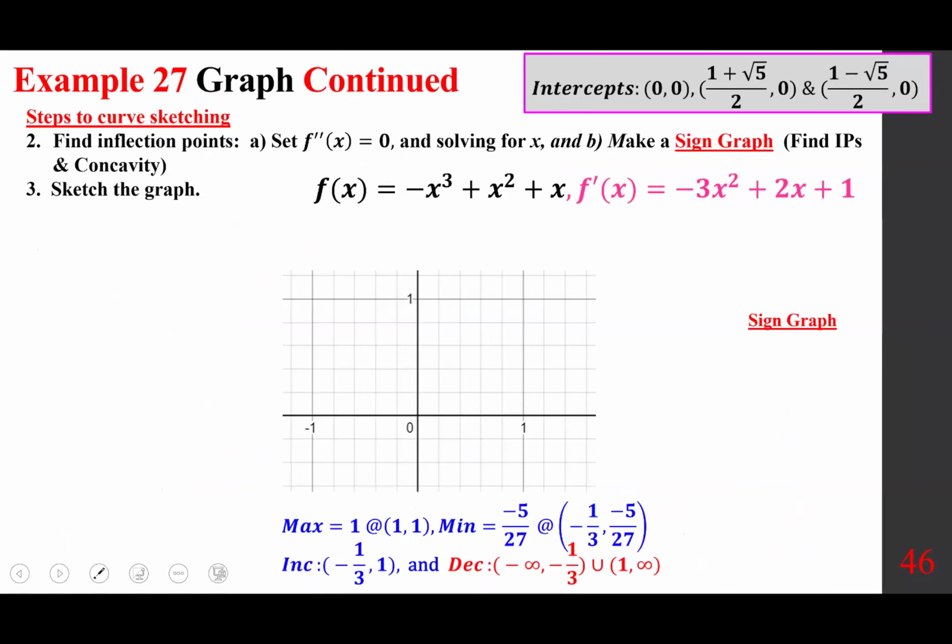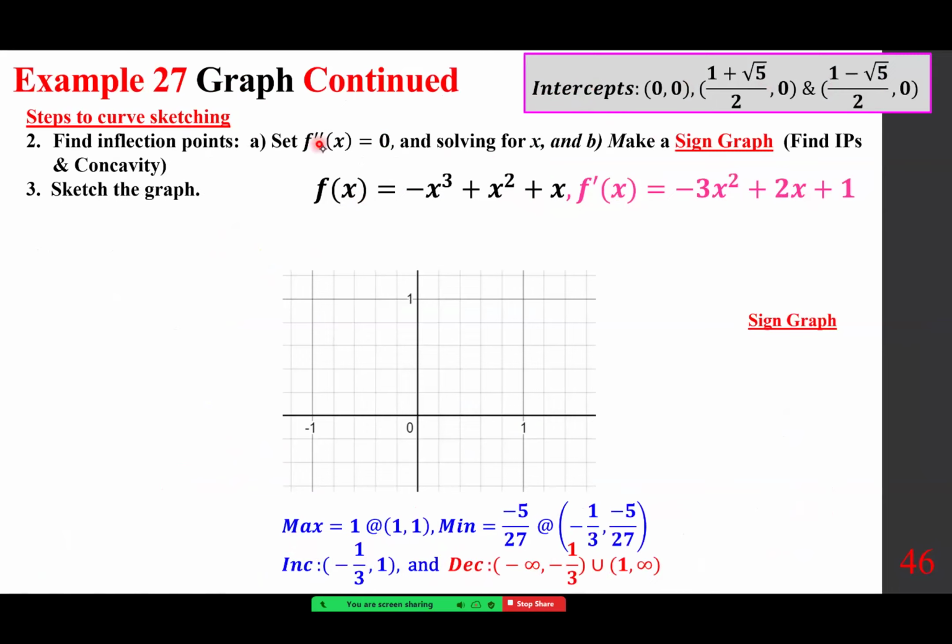Now, since I have to continue, I'm going to just repeat what I had in the previous page, meaning I have my function, I have f prime, I have my intercepts, maximum, minimum, increasing, decreasing. This is all the knowledge from the previous page. There's nothing brand new here. So I'm going to go with the inflection point.